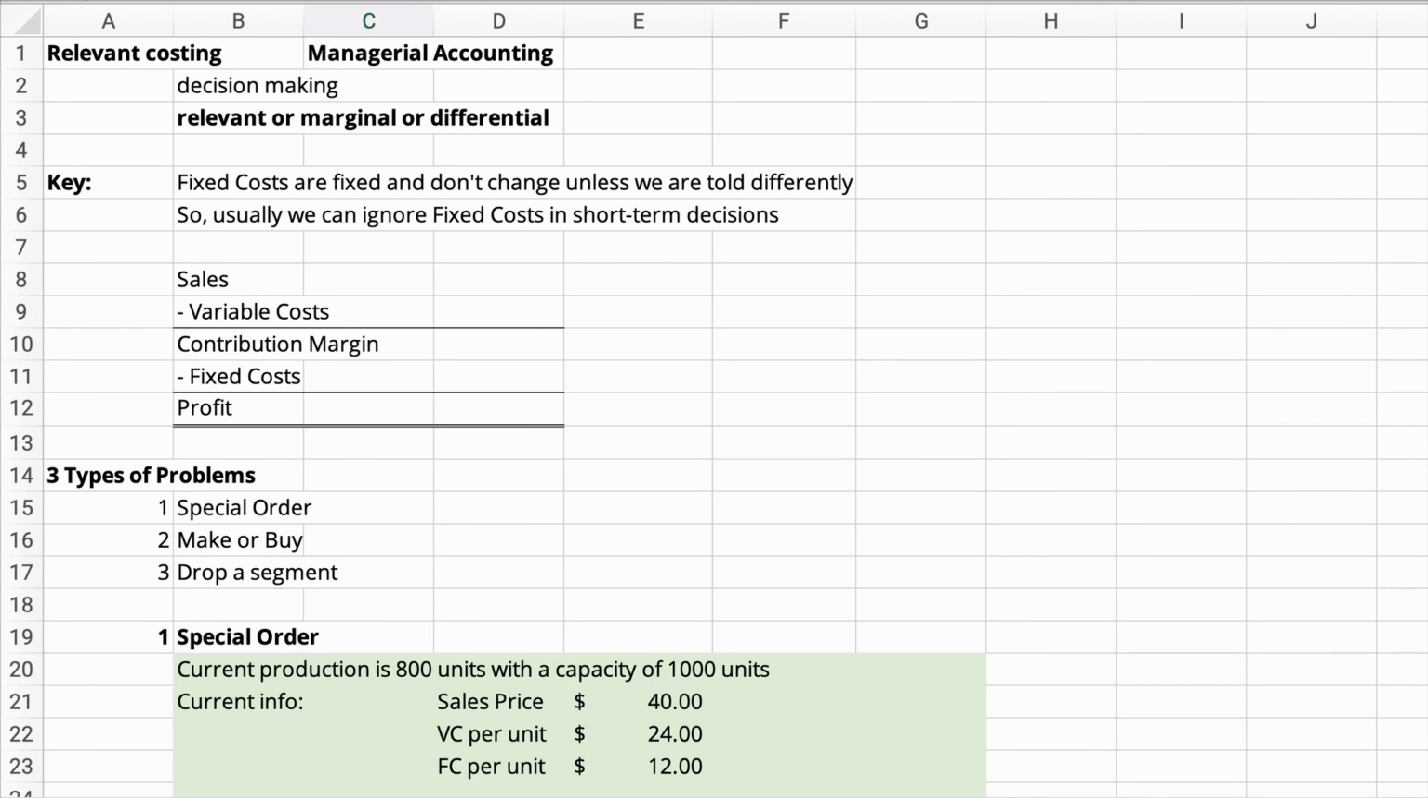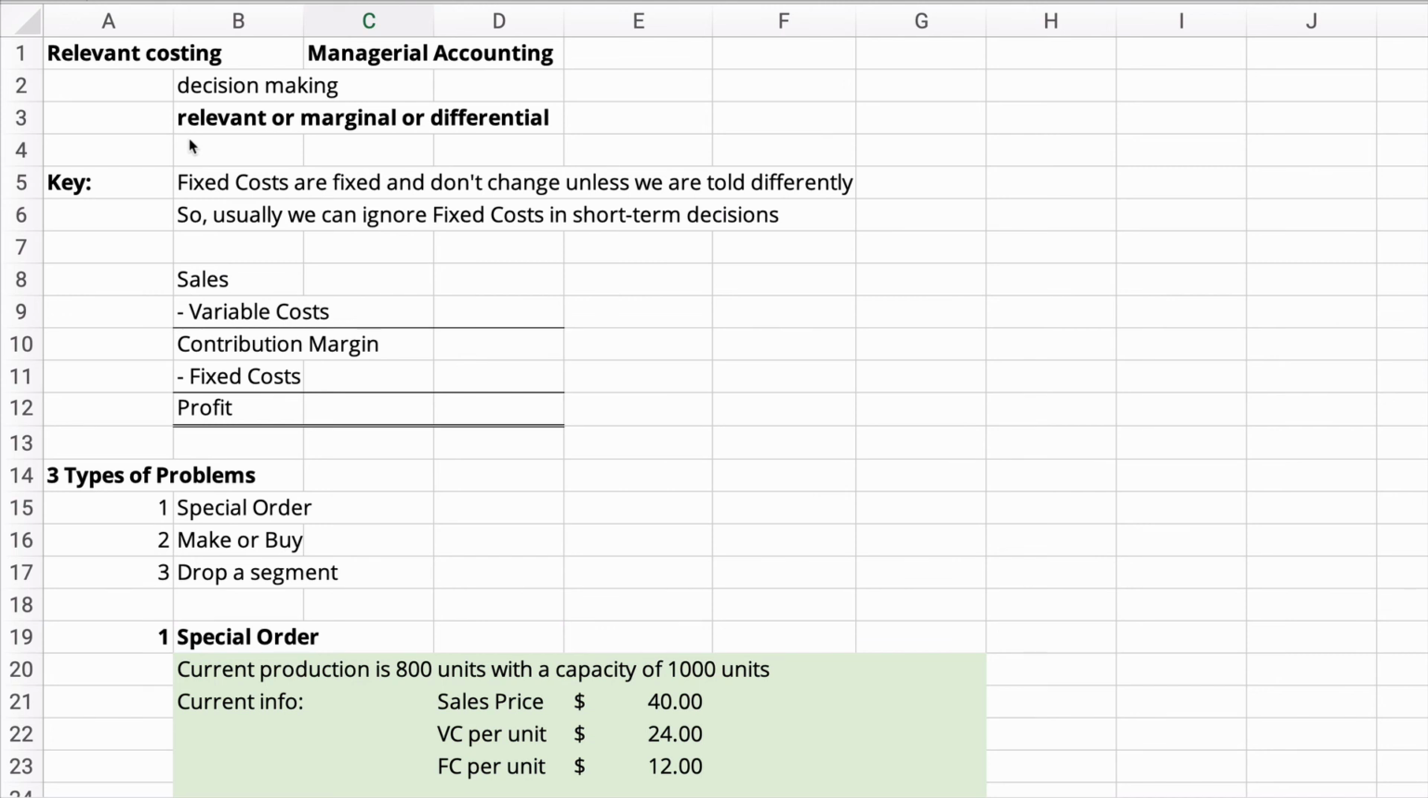Today we're going to work on relevant costing, which is a managerial accounting topic. It's in decision making, it's short-term decisions. So relevant costing is the idea of relevant or marginal or differential. All those terms mean the same thing. Sometimes you'll hear it called marginal costing or differential costing or whatever.